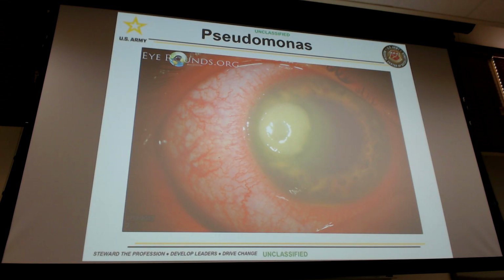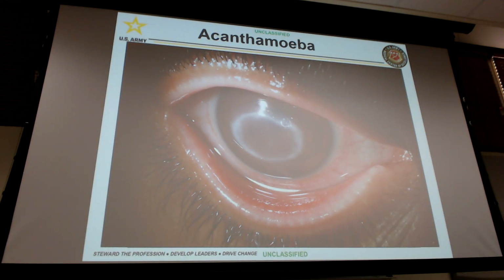Okay, another pseudomonal ulcer here. This is from a contact lens wearer. I can't believe you went swimming in your contacts. Acanthamoeba right here, that ring ulcer. That again is something you don't really need a slit lamp to see. The patient's eye is going to look real funky. Okay. Very difficult to treat though, so don't swim in your contacts.